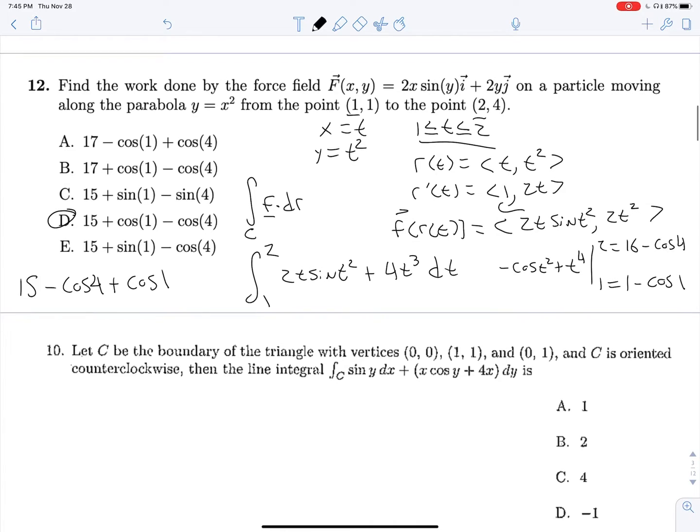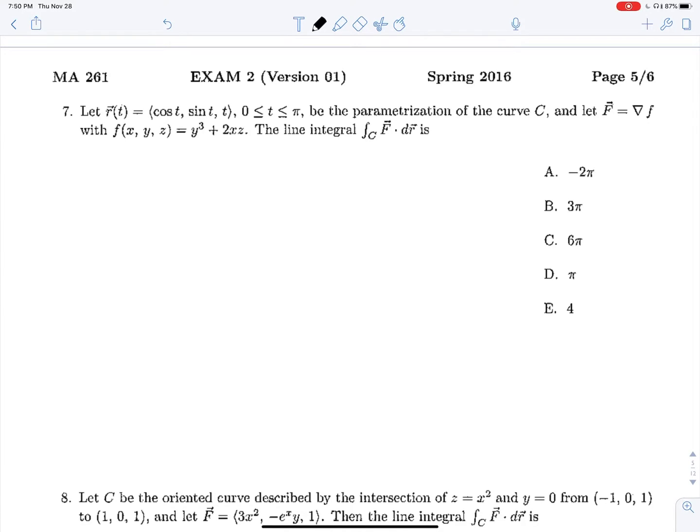It's choice D. Let's let r of t equal cosine of t, sine of t, t for t between 0 and pi, and let that be the parametrization of the curve C. And okay, this is important. F is a conservative vector field where F is the gradient of some potential function f, with that potential function being y cubed plus 2xz. And then we're looking for this line integral.